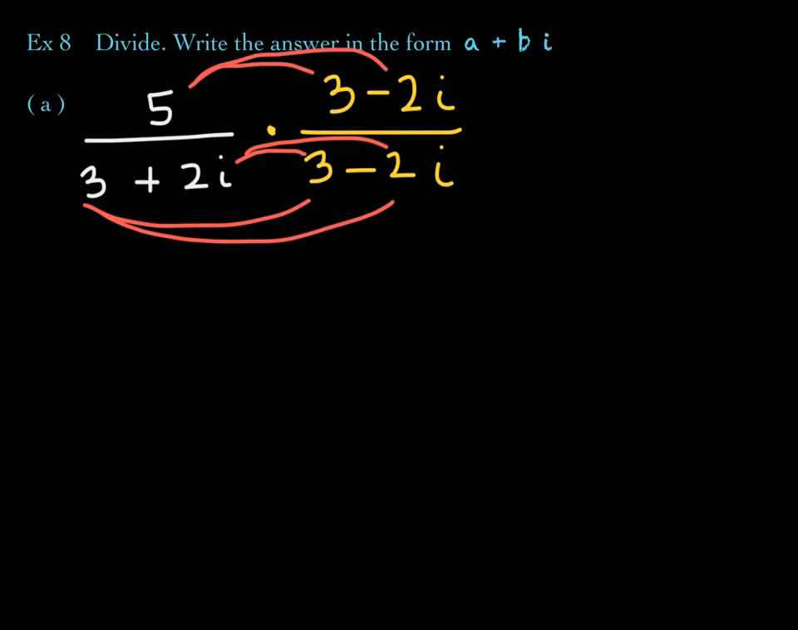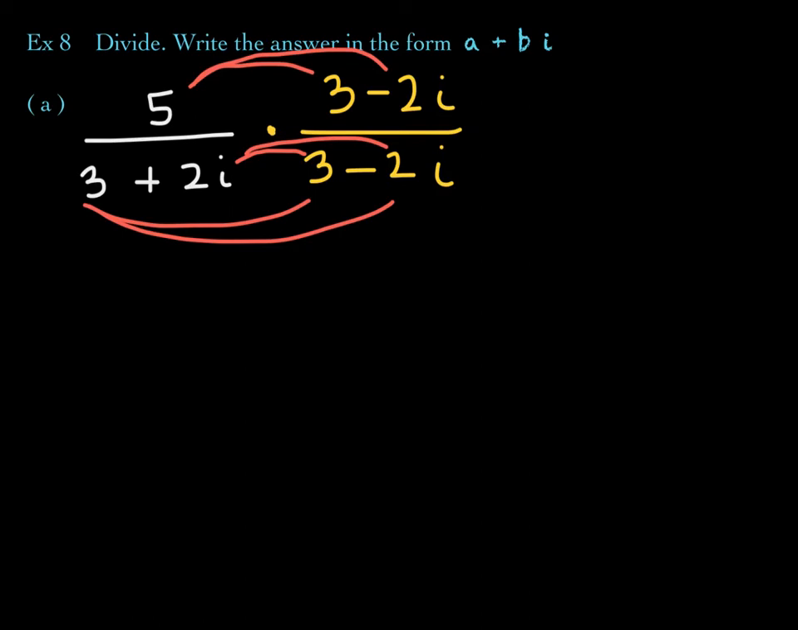In other words, watch this. 3 times negative 2i is negative 6i, while 2i times 3 is positive 6i. So negative 6i and positive 6i will cancel. We expected that, right? We proved it. And so this product and this product need not be shown, right? I really can skip these two products here because they're always going to cancel. But I'll go ahead and show it in this example here. All right, so here we go.